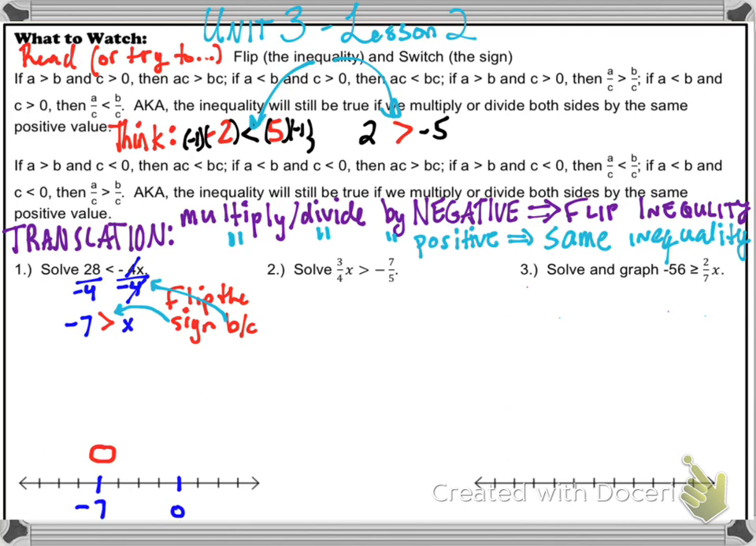Doesn't really matter how many spaces it is until I put 3 numbers. If I put 3 numbers, then they have to be appropriately spaced, so proportionally spaced. But here, if I just put 2, they just have to be on the correct sides of each other. And x is less than -7. So every number to the left would be less than.